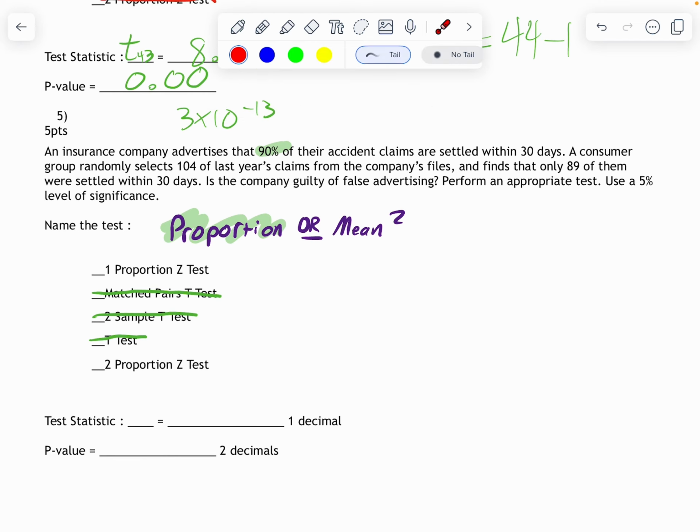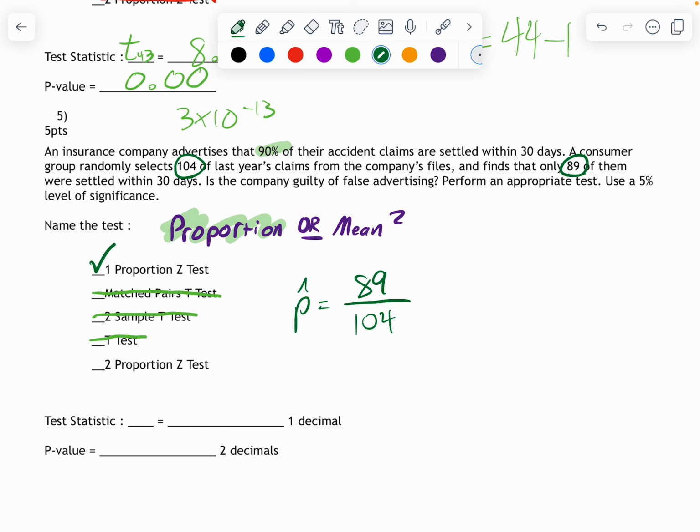What happened next? A consumer group randomly picked 104 of last year's claims and finds that only 89 of them were settled in 30 days. So it looks like they only collected one single sample. It looks to me like their sample, their p-hat, was 104 random claims right there. Of those claims, only 89 of them were settled within 30 days. So this is a single sample, okay?